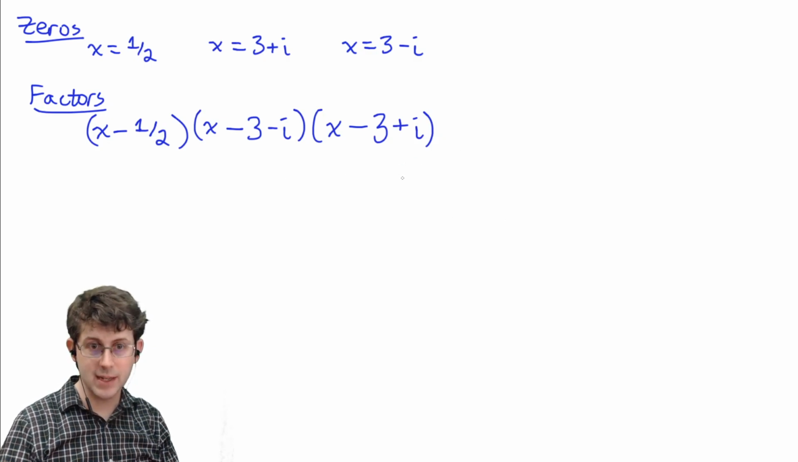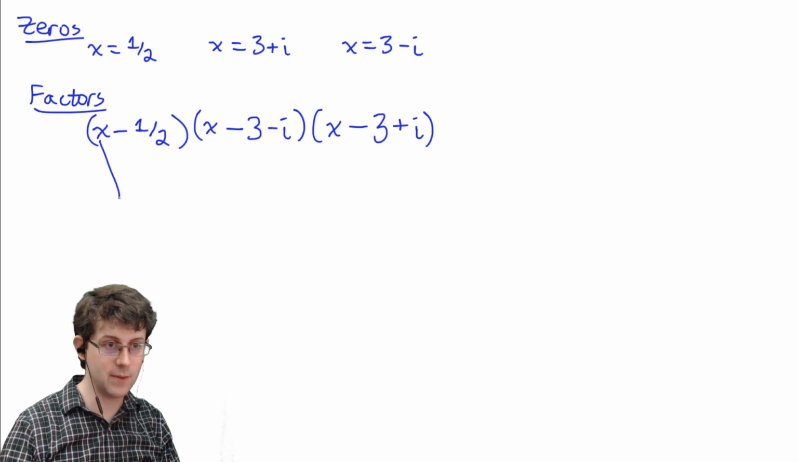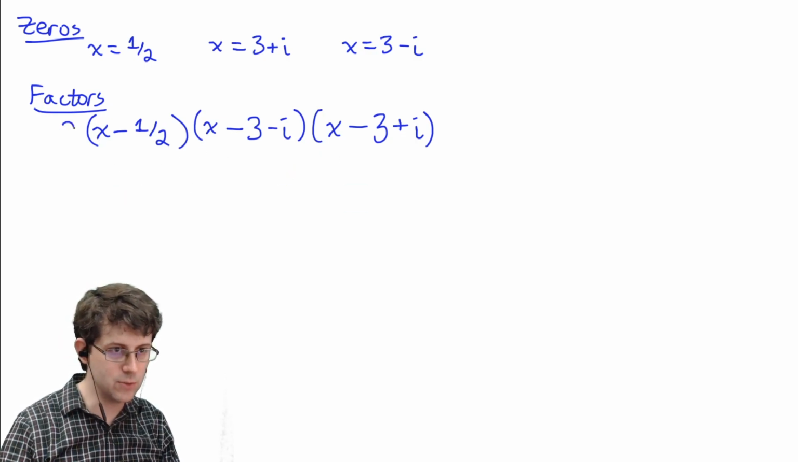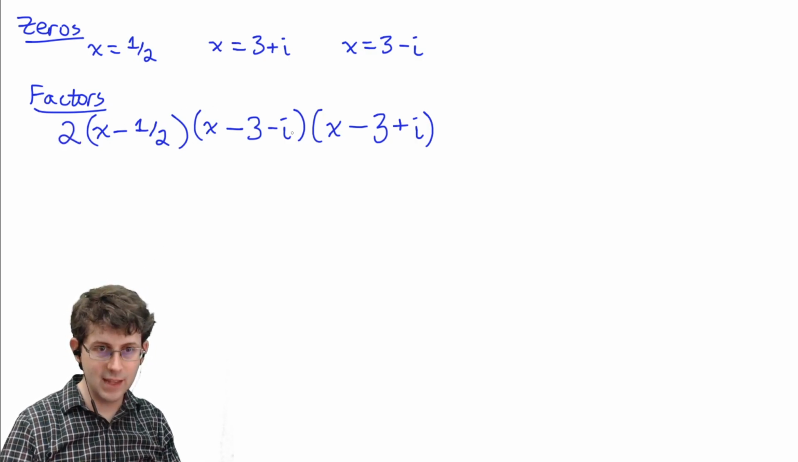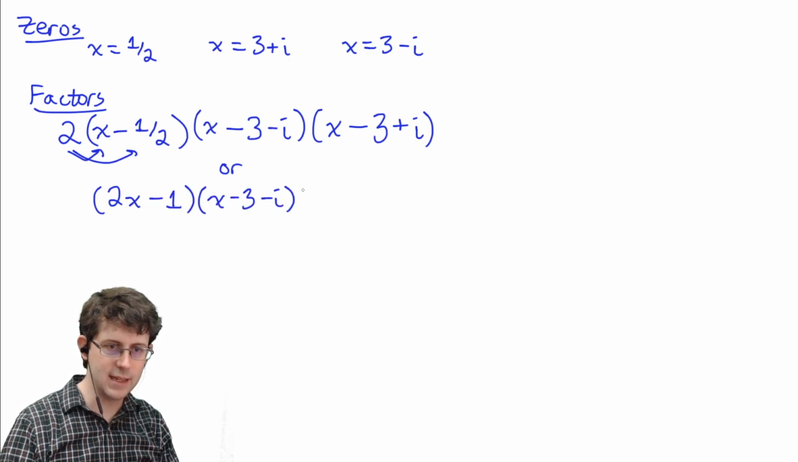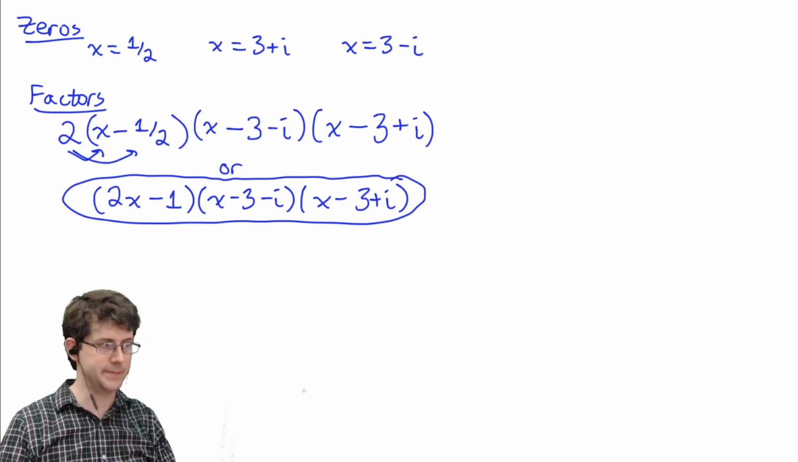To finish this up, the original polynomial had a 2x cubed at the beginning, and the way I've built this, it's not going to be 2x cubed. So I should put the 2 in here to make sure that I have the right leading coefficient. If you want, you could distribute the 2 just into the first factor here to make it look nicer. So then it would be 2x minus 1, x minus 3 minus i, and x minus 3 plus i. And these would be the linear factors for that last example.